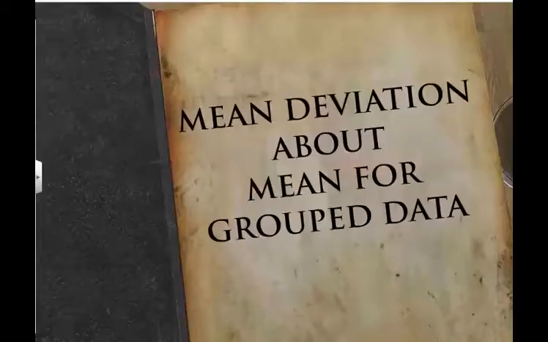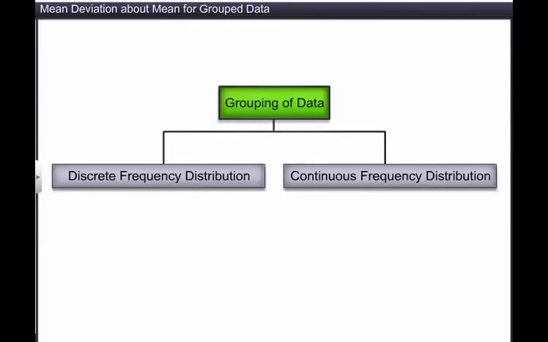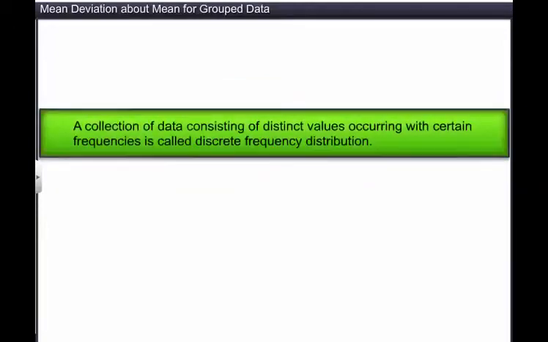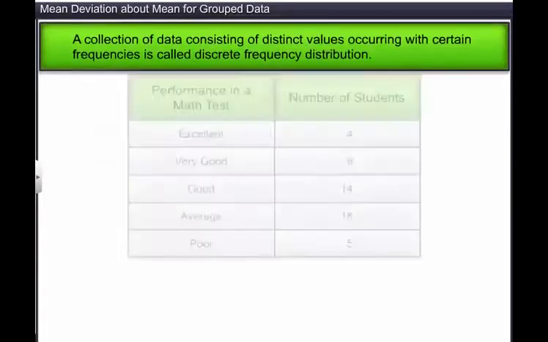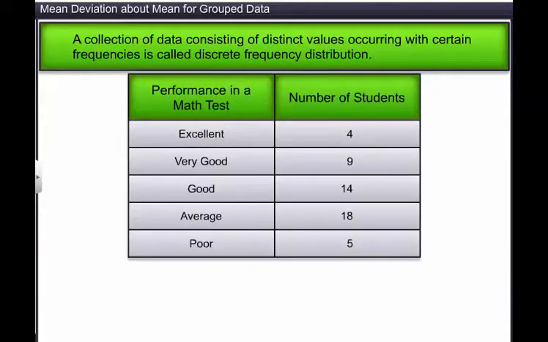In this module, you will learn to find the mean deviation about the mean for grouped data. We know that data can be grouped in two ways: discrete frequency distribution and continuous frequency distribution. A collection of data consisting of distinct values occurring with certain frequencies is called discrete frequency distribution. Here is an example of discrete frequency distribution. The table displays the data of the performance of 50 students in a math test.